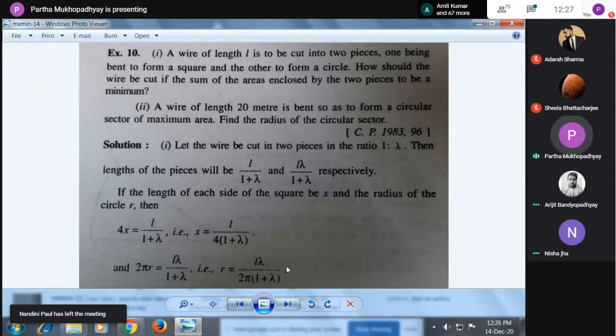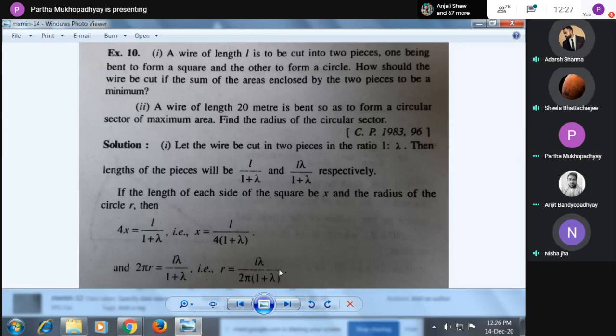Okay, then this is the next problem. Then let us solve this first. Maximum minima problem. Can everybody see the screen? Yes, sir. So okay, read it out. Then I will explain this thing.